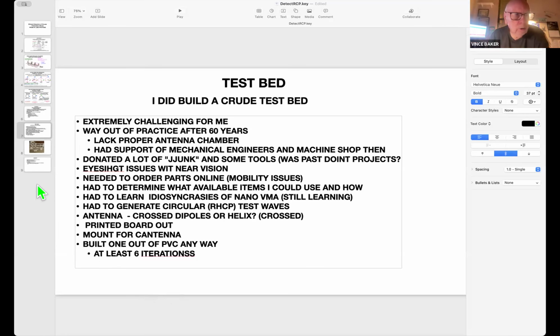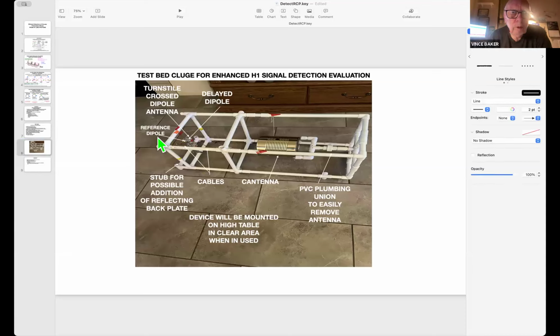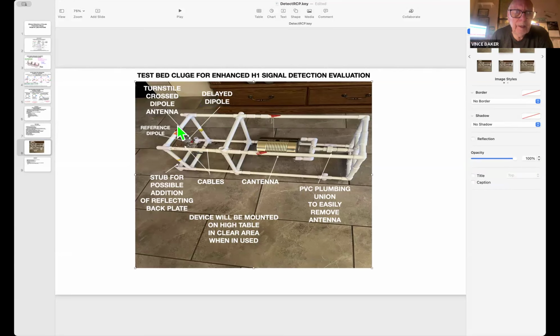In fact, lo and behold, there it is. Here's my reference dipole, the green one, and this is the blue one that we delay, so that's front and this is back. If you notice, the dipole is oriented that way, and this one is oriented that way, and so the delayed one, that's the turnstile back here. In case I ever want to put a reflecting backplate, I actually put these little stubs back here. Just a mount here. There's the can antenna under that.